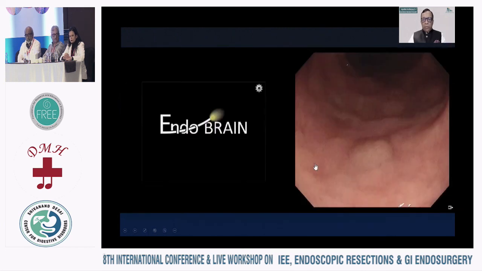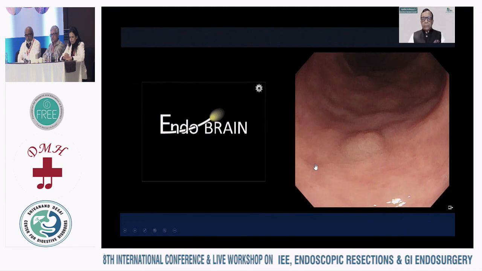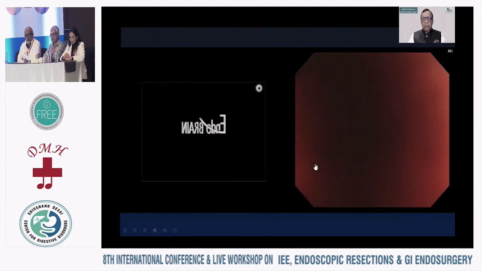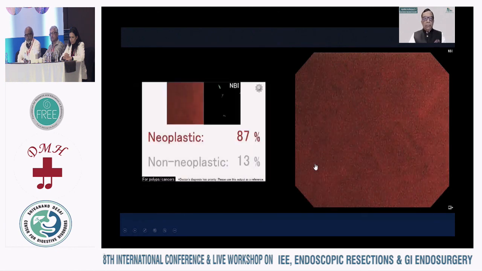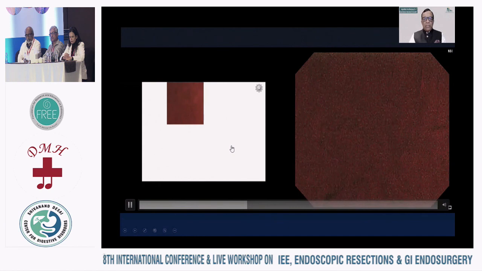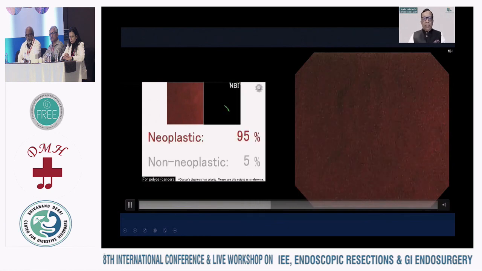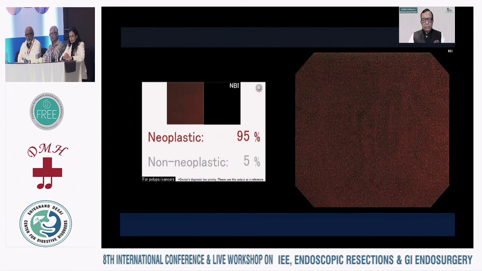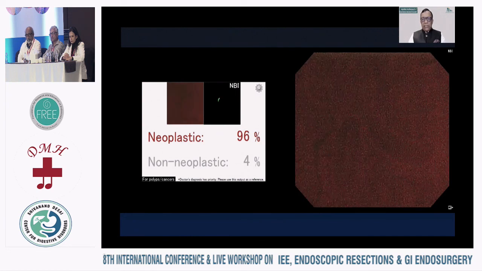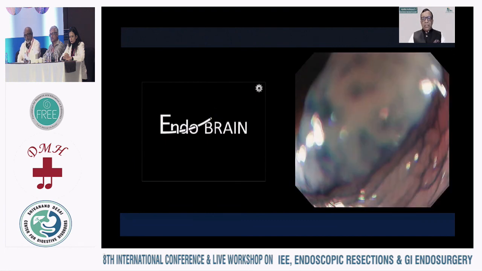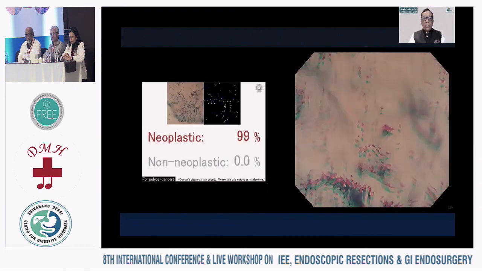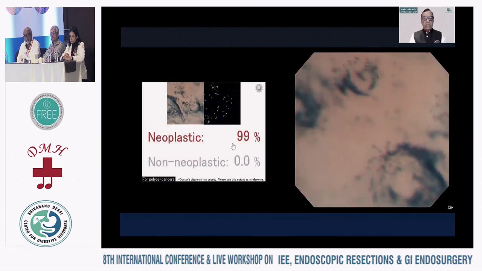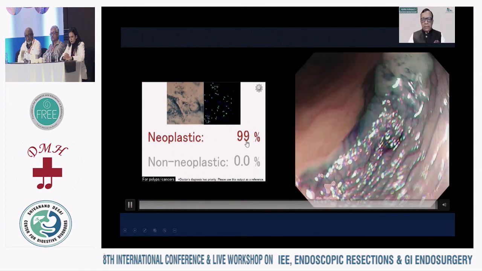EndoBrain has gone a step beyond to characterize the polyp. So this is a polyp in the colon. You first use NBI and then use endocytoscopy. And then by push of the button, you can know that this is neoplastic with a probability of almost 95% in the different parts of the lesion. You can also stain this polyp. And after staining, you use endocytoscopy, which can not only give you histology, but can also tell you with high probability that this is neoplastic, in this case, almost 99%.